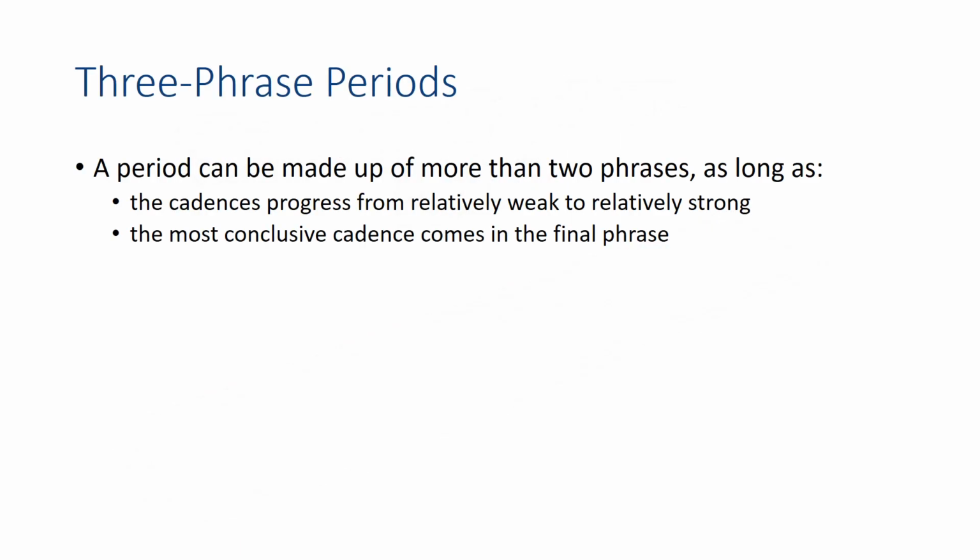So we've talked about 2 phrase periods. Most periods have 2 phrases in them, but they can have more phrases in them as long as the cadences are progressing from relatively weak to relatively strong, and then the final phrase should have the most conclusive cadence of all.